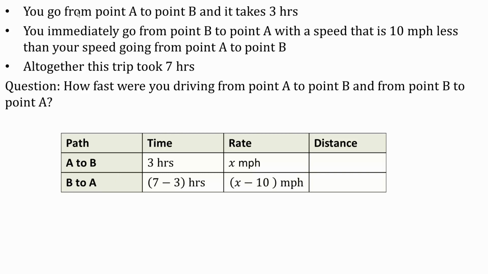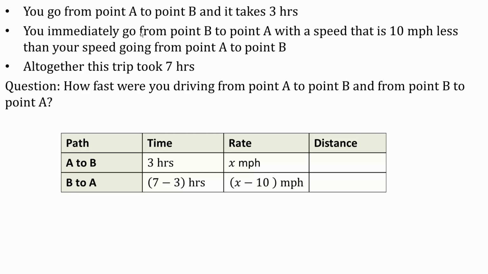Okay, so here it says you go from point A to point B and it takes 3 hours. So I'm going to put a 3 right here. For A to B, time is 3. And I know altogether this trip took 7 hours. So from B to A, it would be 7 minus 3, or 4 hours.